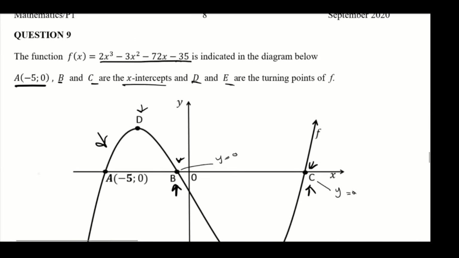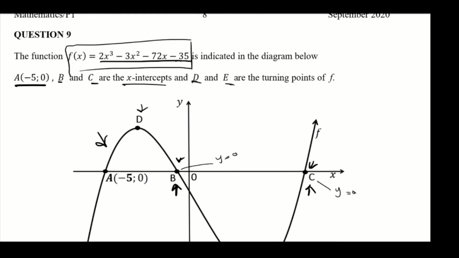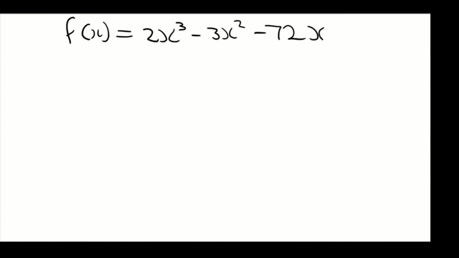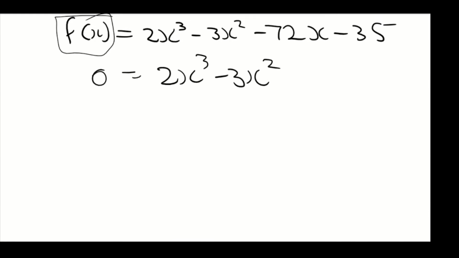So for us to find the coordinates of B and C, we need to use this equation here. What I'm going to do is factorize it. But we can't just factorize it. So you have 2x cubed minus 3x squared minus 72x minus 35, right? We need to first factorize this expression. So for us to factorize it, we need to equate f of x to 0, so 0 is equal to 2x cubed minus 3x squared minus 72x minus 35.